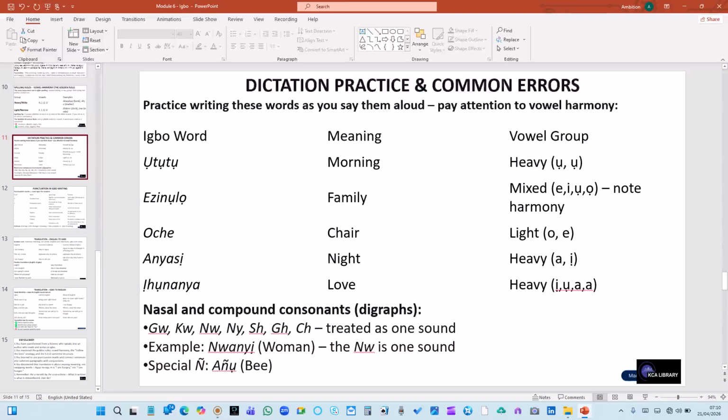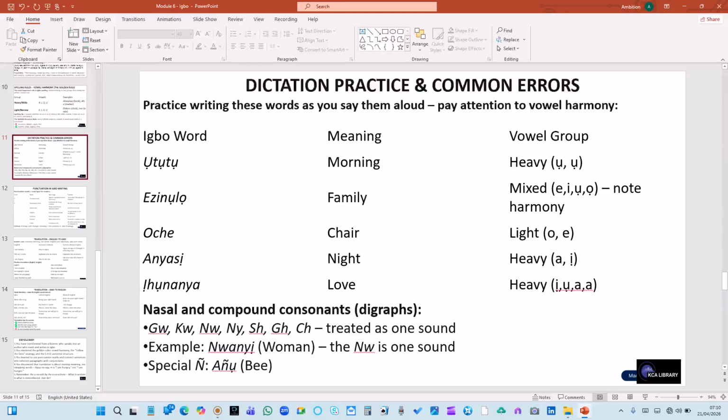There is a mixture of the lighter group like A, E, O, and O. Note harmony. Now, why this one agrees is because ezinụlọ is a combined word. Ezi is a compound. Ụlọ means house. So it is two words that are being combined together. That is why this word is a very special case.